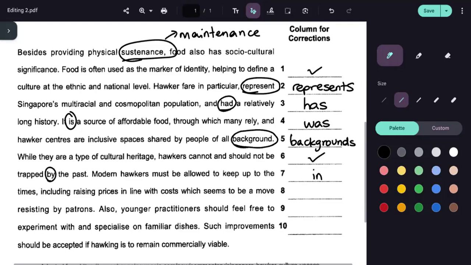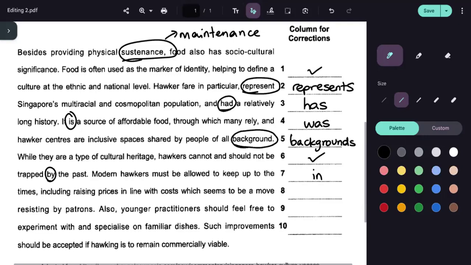because when we say that we are trapped in the past, it means that we have no way to get out from the past. Okay, I hope you understand now. Okay, modern hawkers must be allowed to keep up to the times, including raising prices in line with costs, which seems to be a move resisting by patrons.